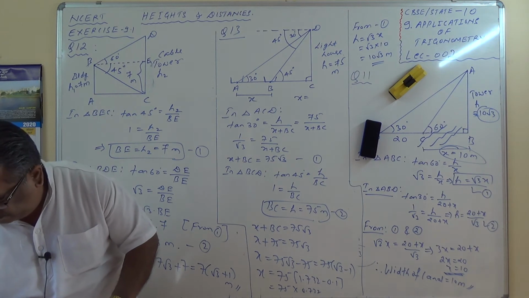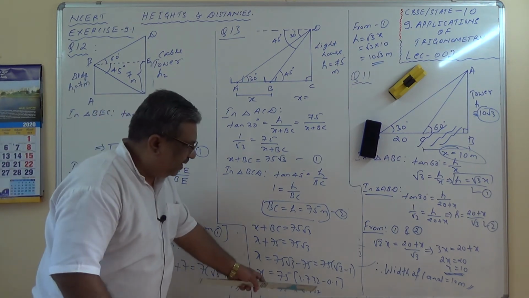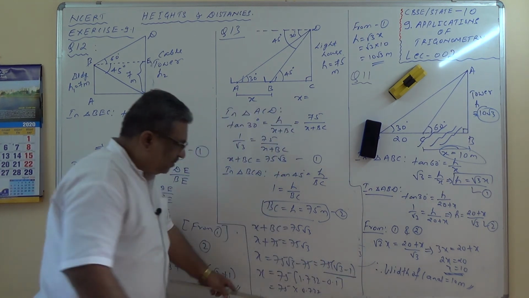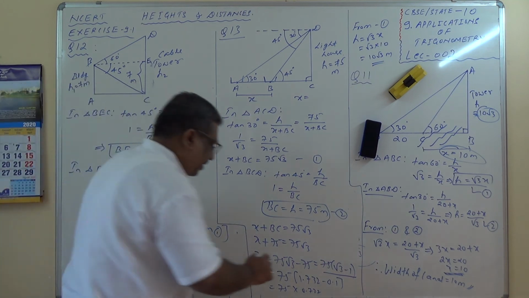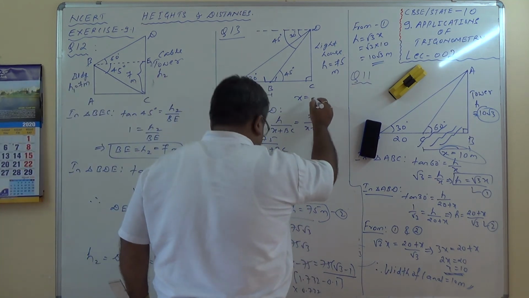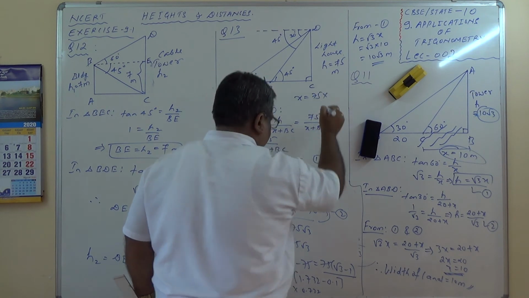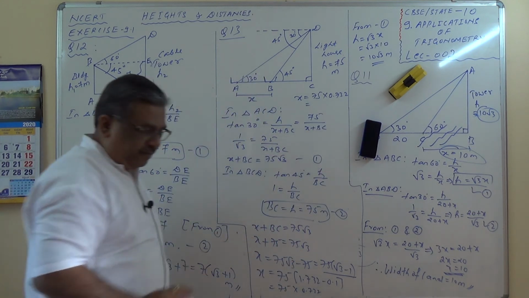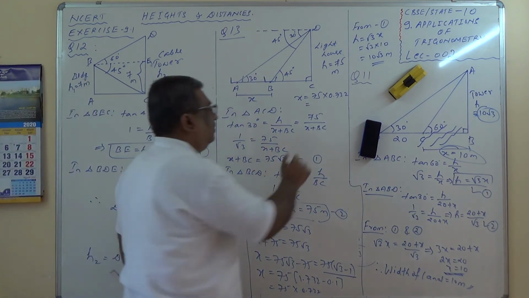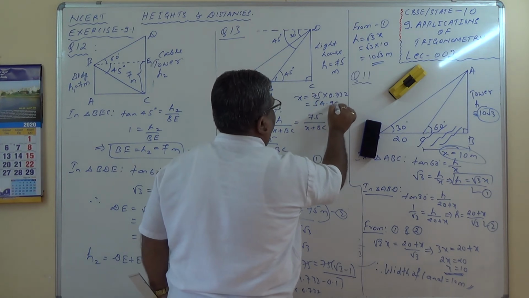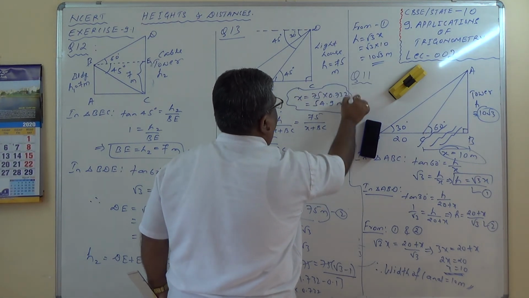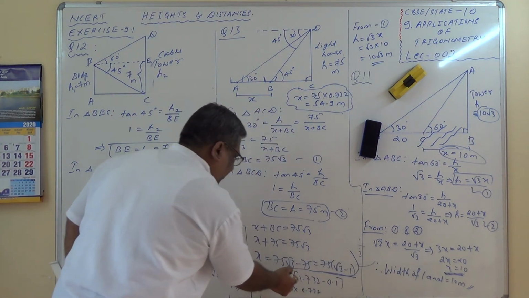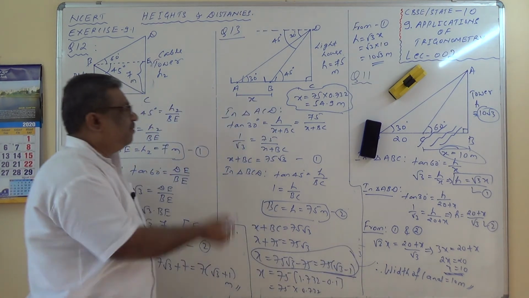What is the answer given? Question number 13: 75 into root 3 minus 1 is given. The textbook has stopped only at this, but I would like to work it out a little bit more. It's 54.9 meter. 75 into 0.732 equals 54.9 meter. So this is the answer. But the textbook answer stops at the distance between the two ships.